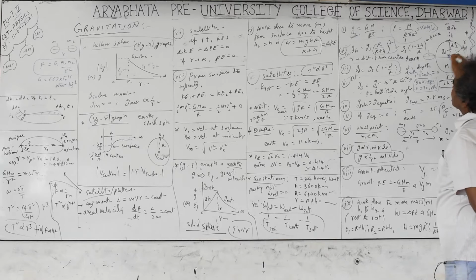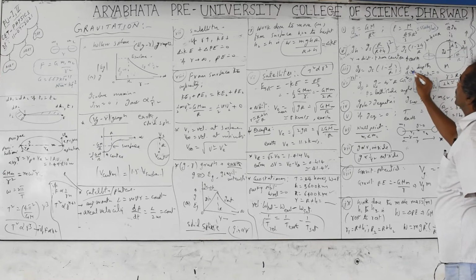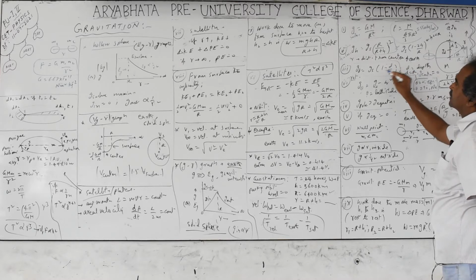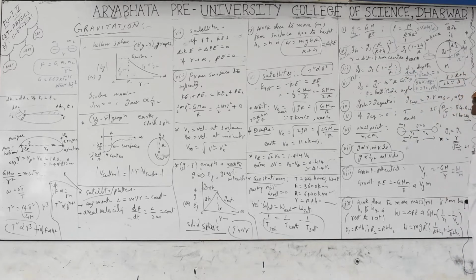At the center of the earth, exactly, if you take it, d becomes equal to R. At the center, d equal to R means 1 minus 1 is 0, because R by R is 1. So g at the center is equal to 0. At the center of the earth, the g value is 0.